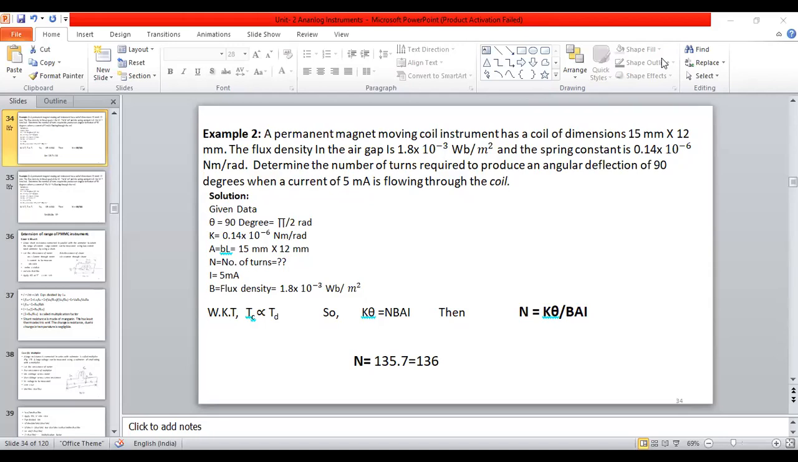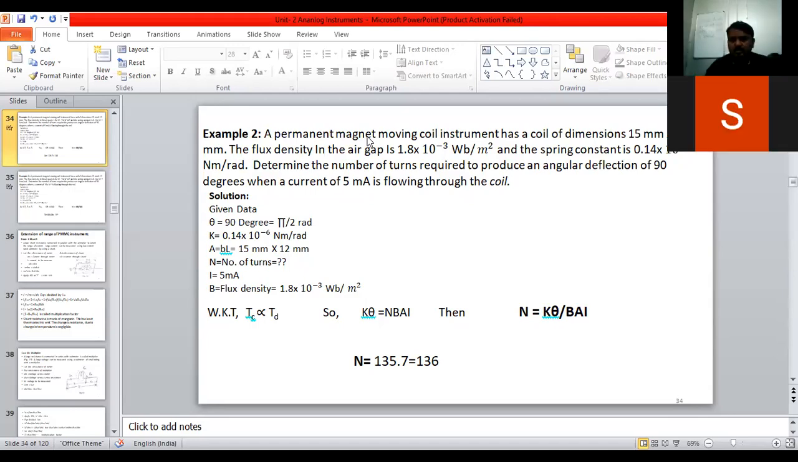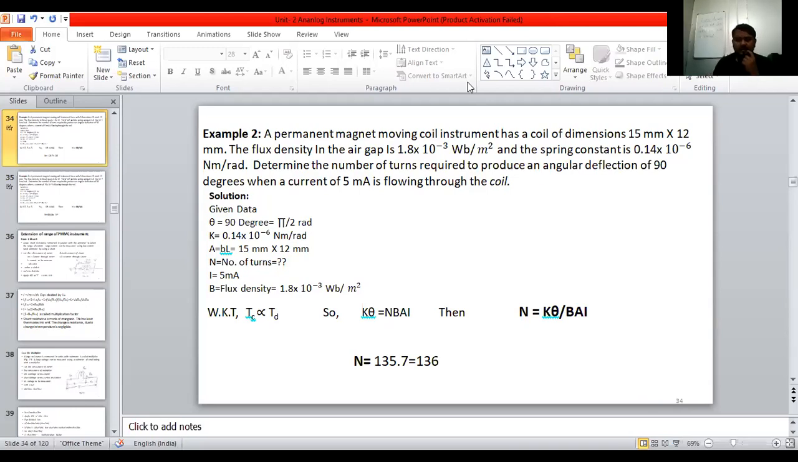We have solved some problems on PMMC. Already we have discussed three to four problems. So today we'll go for the next topic, that is called shunts and multipliers. By using these shunts and multipliers, we can measure high rated values. By using a small rating instrument, we can measure higher rating values.